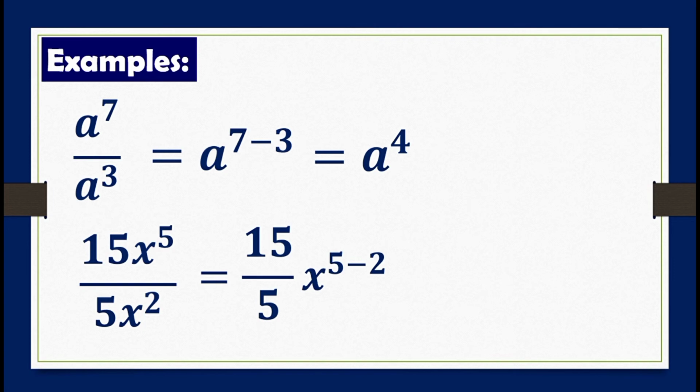Another one. 15x^5 over 5x^2. In this case, we will divide 15 and 5 and subtract the exponents in the denominator from the exponents in the numerator, provided that we have the same base. 15 divided by 5 is 3, and x to the 5th minus 2 is x cubed. Therefore, the final answer becomes 3x^3.